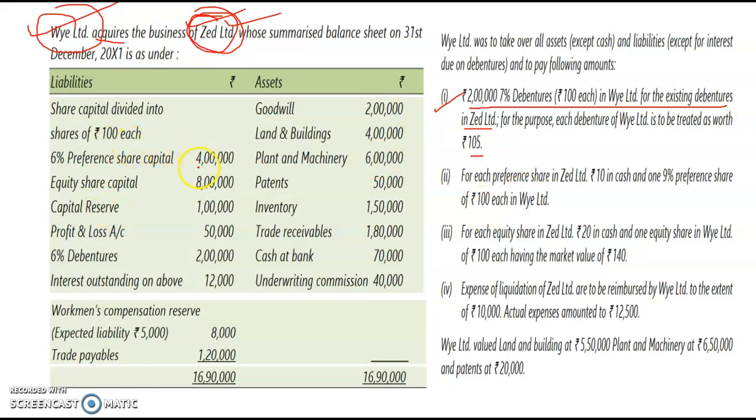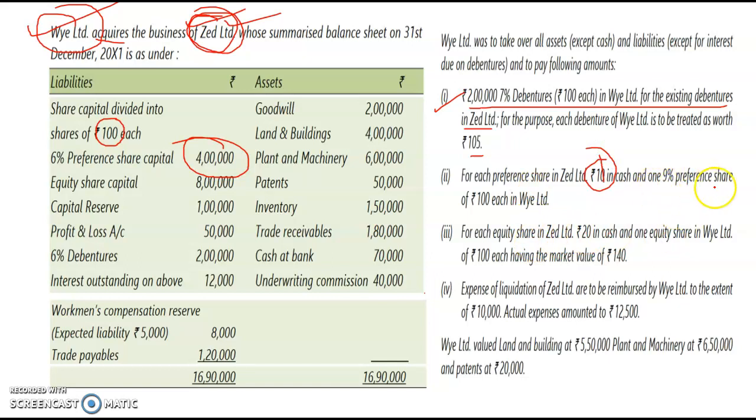In this case, if you look here, it is mentioned 4 lakh, and each share is of rupees 100 each. So 4 lakh divided by 100 is 4,000, and 4,000 into 10 we get 40,000. That means if we multiply it with rupees 10, then we get 40,000 as cash. This is one purchase consideration part.